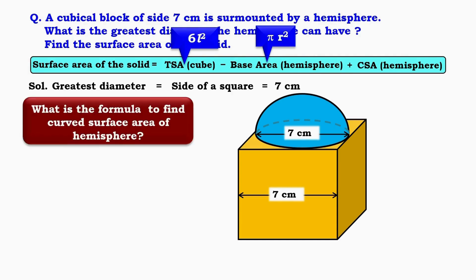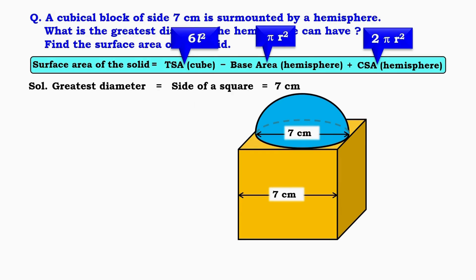Now what is the formula to find the curved surface area of the hemisphere? That is equal to 2 pi r square. So if you know the value of r, we can easily find the value of the base area and the CSA. Now let us calculate each one.